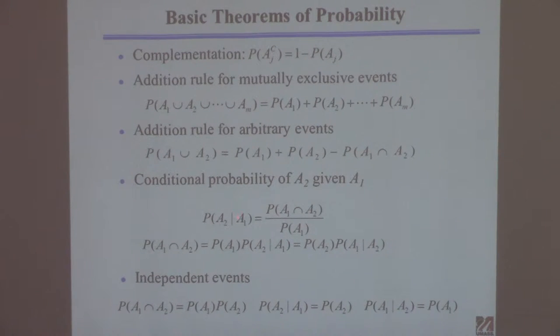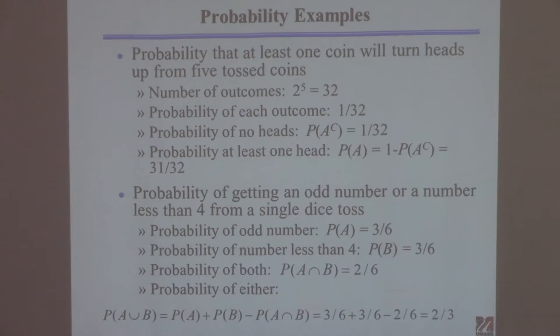We don't use this a lot, so I'm not going to focus on it too much, but it's just to cover the case where two things are related to each other, and the probability of A2 occurring is different depending on whether A1 has occurred or not. We'll come back to this maybe a couple of times, but not too much.